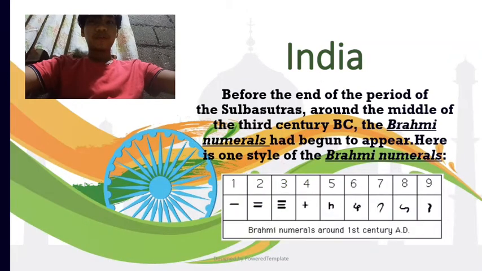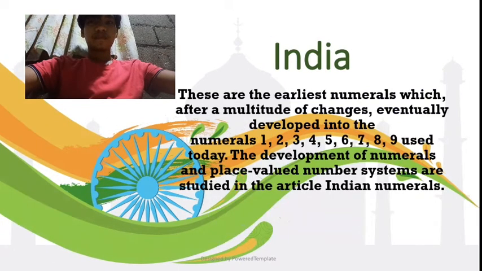Before the end of the period of the Sulbasutras, around the middle of the 3rd century BC, the Brahmi numerals had begun to appear. Here is one of the styles of the Brahmi numerals. These are the earliest numerals which, after a multitude of changes, eventually developed into the numerals from 1 to 9 used today. The development of numerals and place-valued number systems are studied in the articles on Indian numerals.